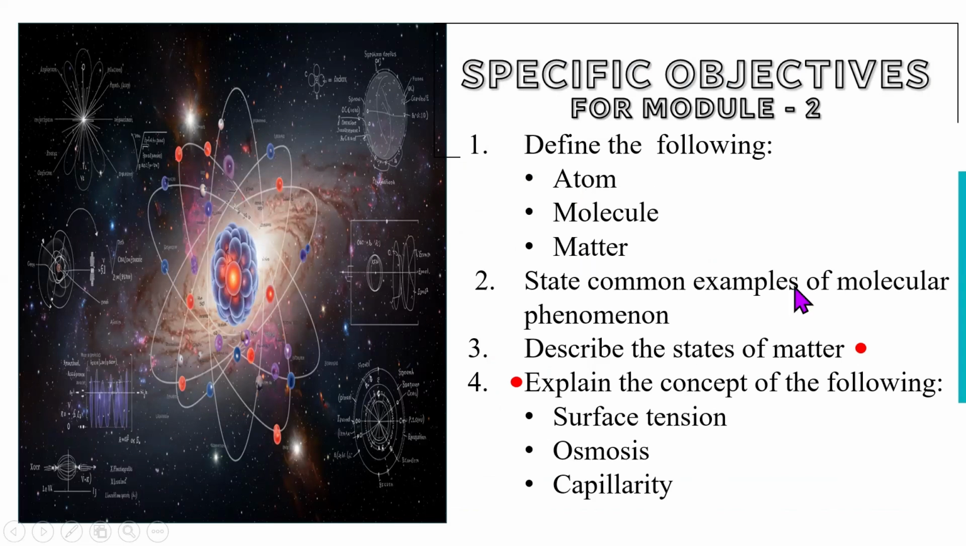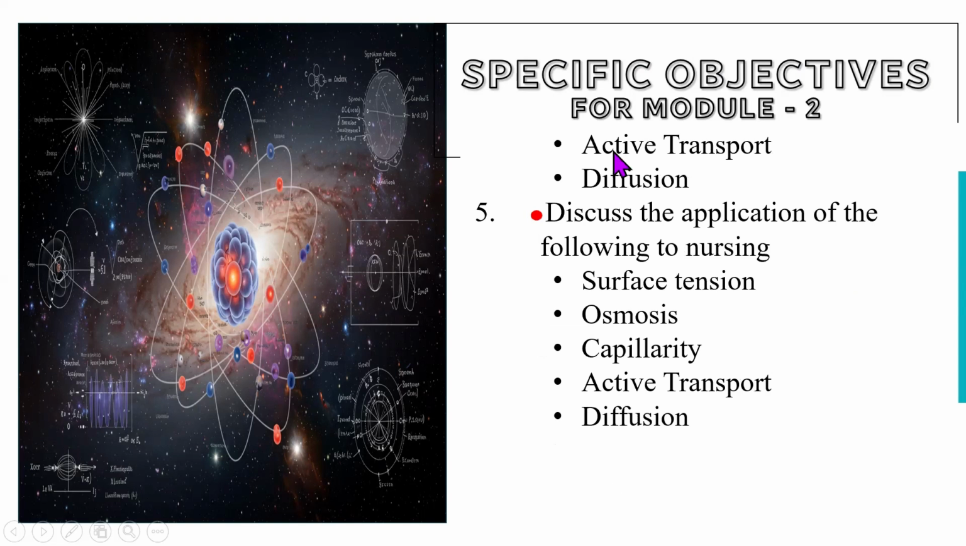Two, state common examples of molecular phenomena. Three, describe the states of matter. Four, explain the concept of the following: surface tension, osmosis, and capillarity, active transport, and then diffusion. Five, discuss the application of the following to nursing: surface tension, osmosis, capillarity, active transport, and diffusion.